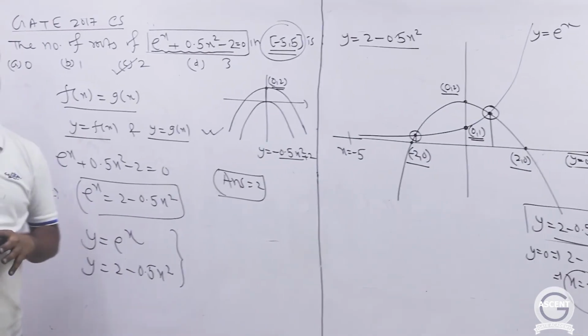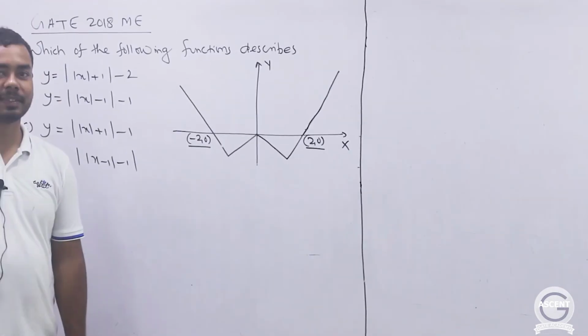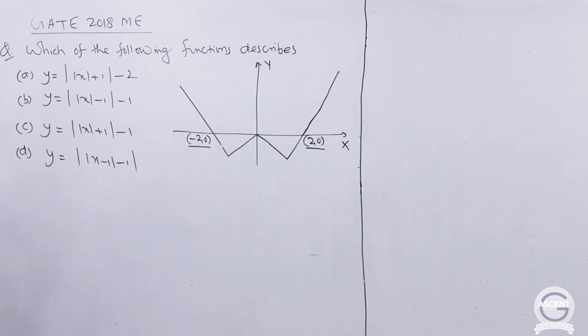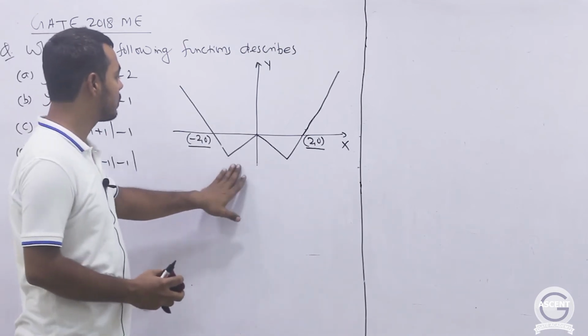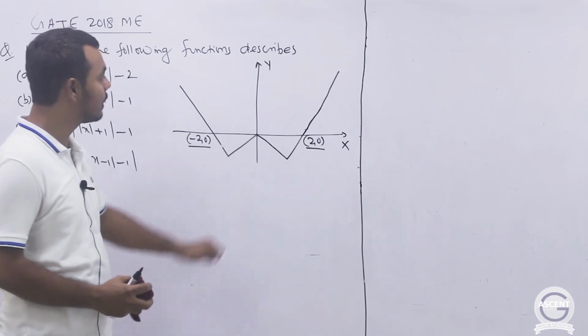After this we'll talk about limits of a function. Okay, so there was one very good question in GATE 2018 in the mechanical department based on the concept of graphical transformation. The question was: which of the following functions describes this graph? 4 options were given and you had to identify which one of these functions will have a graph similar to this one, or in fact exactly this one.